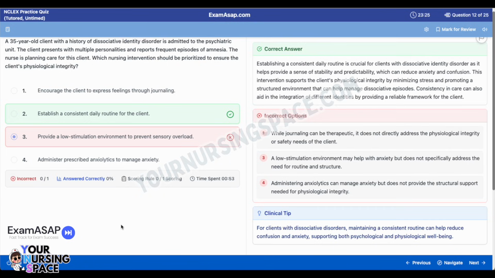Distractor rationales. A. While journaling can be therapeutic, it does not directly address the physiological integrity or safety needs of the client. C. A low-stimulation environment may help with anxiety, but does not specifically address the need for routine and structure. D. Administering anxiolytics can manage anxiety, but does not provide the structural support needed for physiological integrity. Clinical tip: for clients with dissociative disorders, maintaining a consistent routine can help reduce confusion and anxiety, supporting both psychological and physiological well-being.